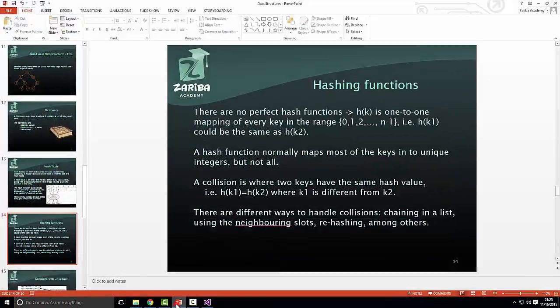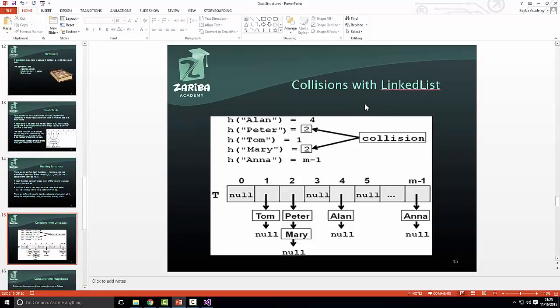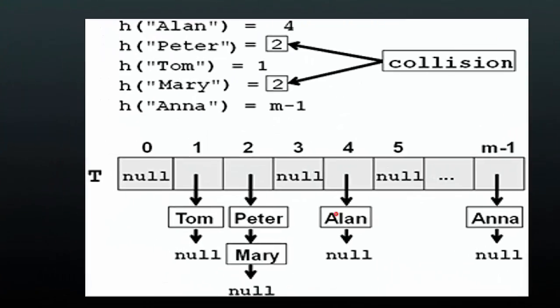Okay, how are we doing? Is that clear? Sort of. And this is the first way. With the linked list, actually this is the second one that you said, and it looks like this. So h of Peter gives 2 as a value, h of Mary gives 2 as well, and so we just order them here: Peter, Mary, and then null.